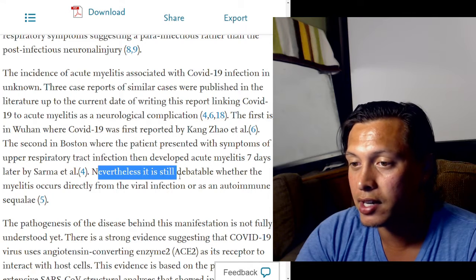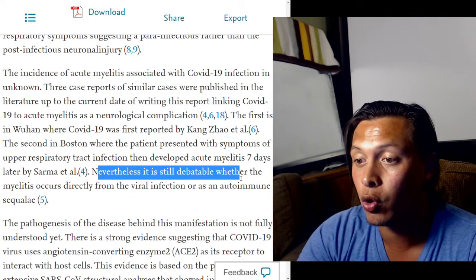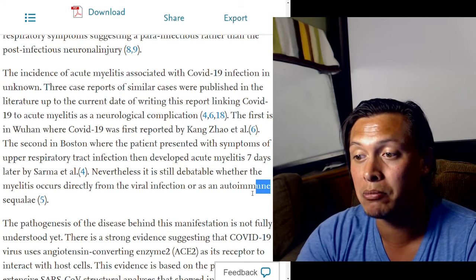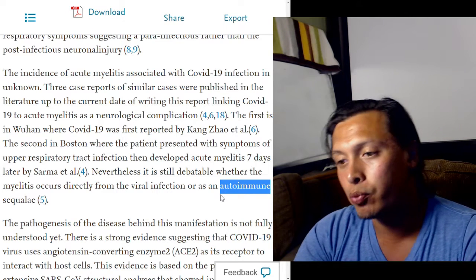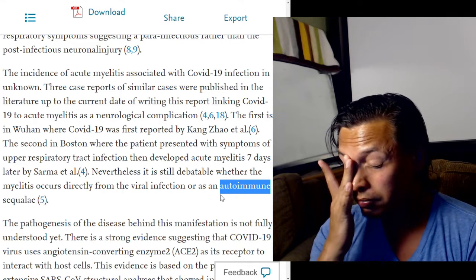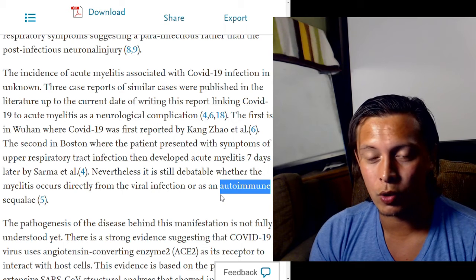And nevertheless, it is still debatable whether the myelitis occurs directly from the viral infection or as an autoimmune complication. So I'm leaning more towards the autoimmune complication, and I'm also concerned. Man, there's a lot to worry about.